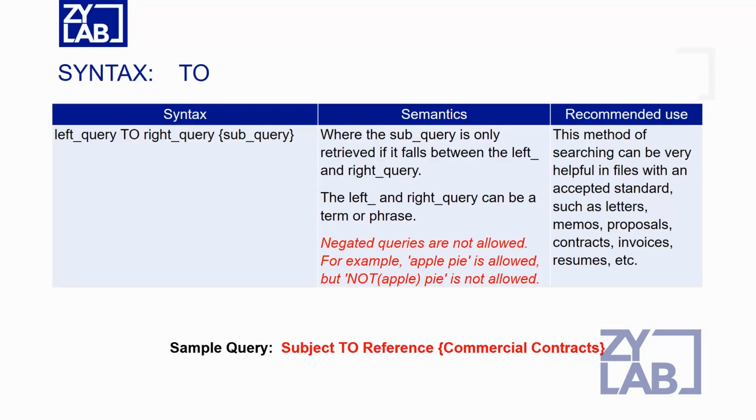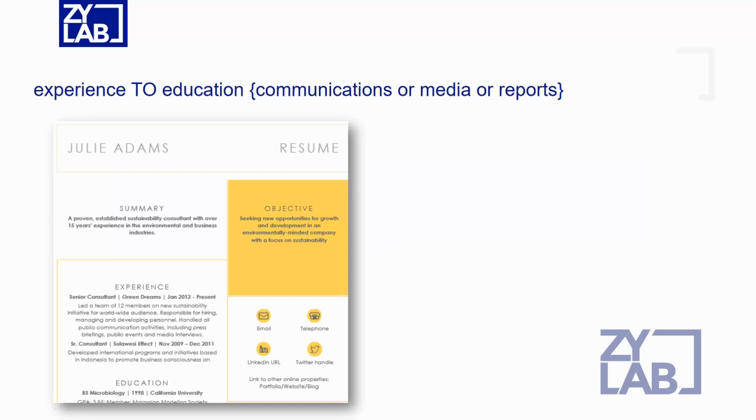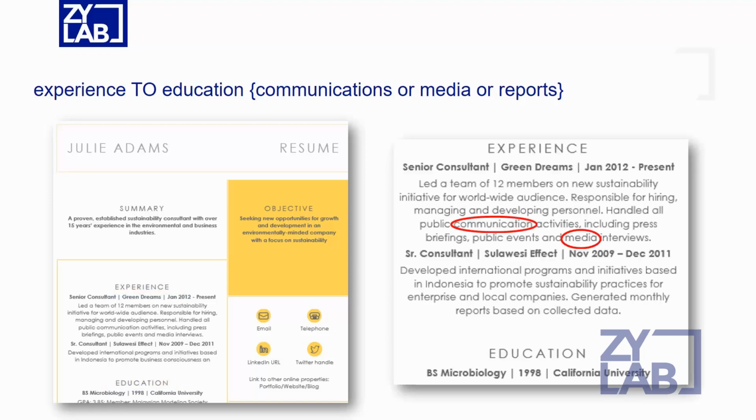The syntax includes a left and right query separated by the operator to and followed by the query or term to be searched. The left and right query can be a term or phrase, however, negated queries are not allowed. This method of searching is most useful in documents which have standard headings or phrases such as letters, memos, proposals, contracts, invoices, resumes, etc. For example, when searching resumes which are known to contain the heading Experience followed by Education, one could search for keywords which are found between the word Experience and the word Education. This would only look for instances of the keywords which fall between the two defined queries or terms.